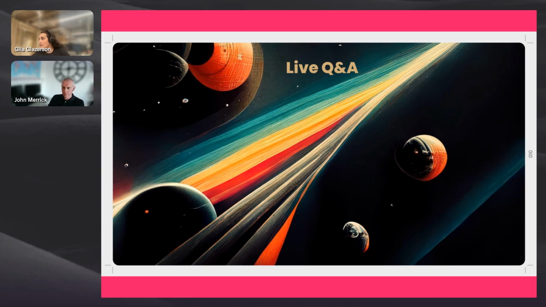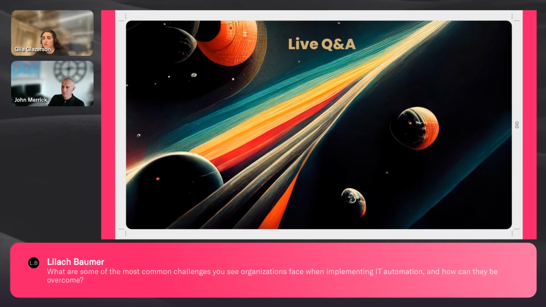Great. Next, we have a question. What are some of the most common challenges you see organizations face when implementing IT automation, and how can they be overcome? I think this touches back to what we spoke about earlier. But John, what would you say, based on what you've seen either in your own organization or externally, are the most common challenges?